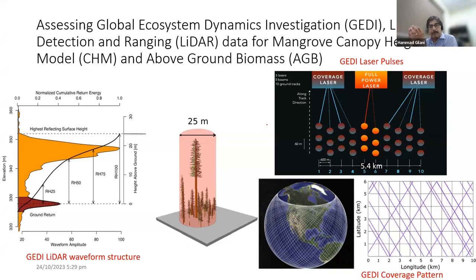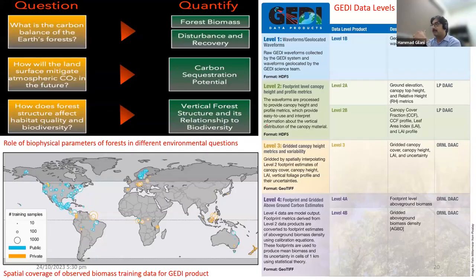Now, these days, a lot of people are talking and working on GEDI. GEDI is the Global Ecosystem Dynamics Investigation. It is a satellite-based LiDAR system. It provides levels of data: level two provides the footprint-level canopy height profile metrics, and level four is the gridded above ground biomass. Level one is the raw data, and level three is gridded canopy height data.